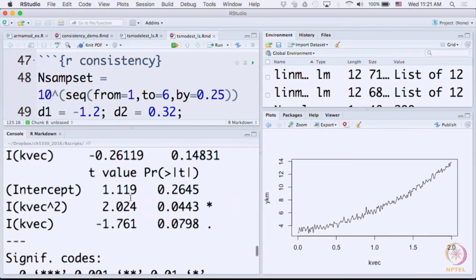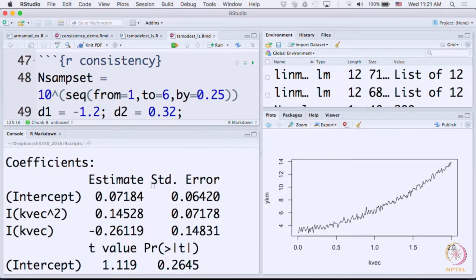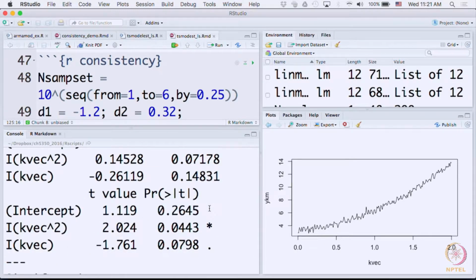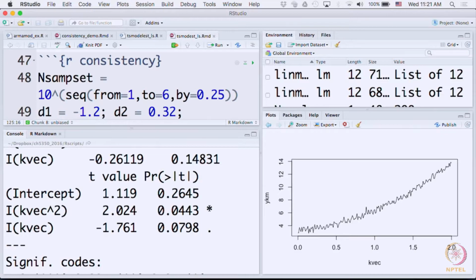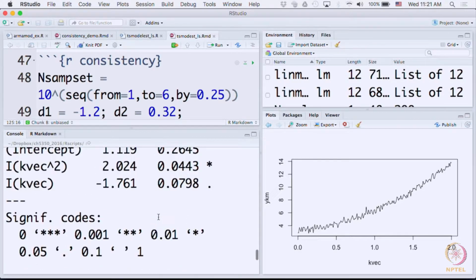So, what do you see here? kvec square just explains by chance, but if you look at the estimates and the standard errors and so on, it says your intercept term should not be in the model. The regressor kvec is not significant because there is no star associated with it, so that should not be in your model. There is one star, but if you look at the legend here, that is for 95%. Triple star is for 0, double star is for 0.001 and so on, but all of them should work out correctly in your favor.